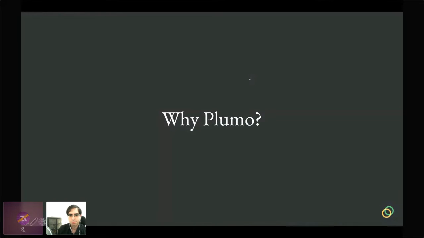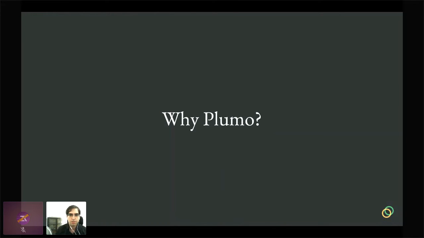So why Plumo, or what is Plumo in general? What does it mean? Plumo actually means feather in Esperanto, so it's a kind of play on words. It means that it's a very, very light client. It's lighter than a feather. And the goal is to make a light client that is very efficient to instantaneously sync to the latest state on a chain without having to download a lot of data and without having to perform a lot of computation.